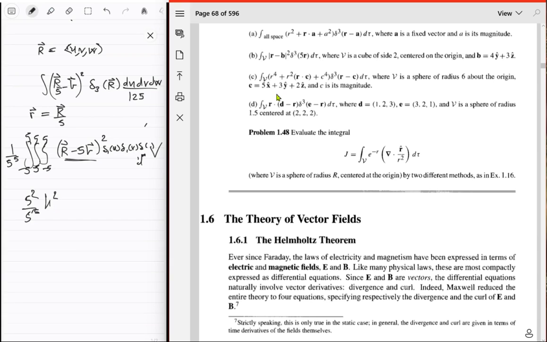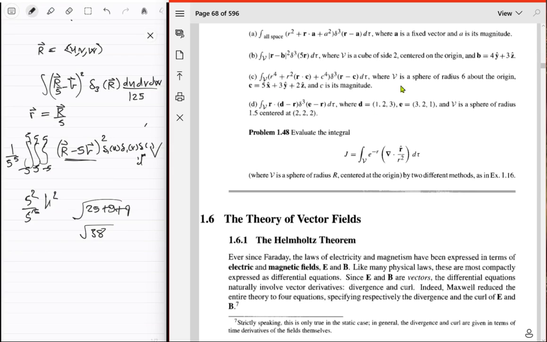Okay. So this is the sphere of radius 6 about the origin. C is this vector, and c is the magnitude. What's the magnitude of C, by the way? I mean, what is this small c? It's just the square root of 25 plus 9 plus 4. Sorry, that's the square root of 38. What am I doing? 38.